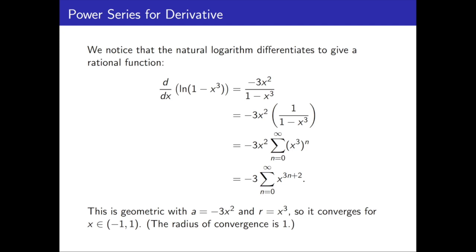Now, this is a geometric series. It has a being negative 3x squared and r equals x cubed. And based on what we know of the geometric series test, that means it converges when the absolute value of x cubed is less than 1. Or in other words, when x is between negative 1 and 1. And we'll note that that means the radius of convergence is 1. Now, the reason that's important is that when we integrate, we're not guaranteed to keep the same interval of convergence, but we are guaranteed the same radius.